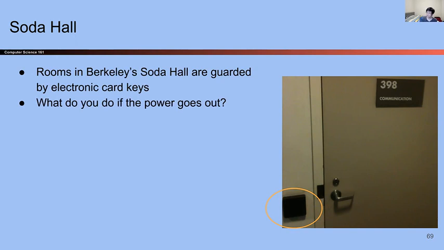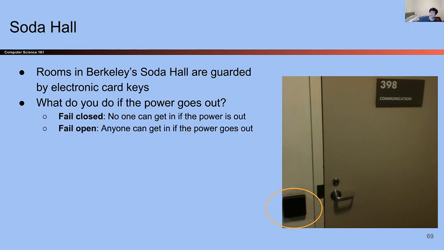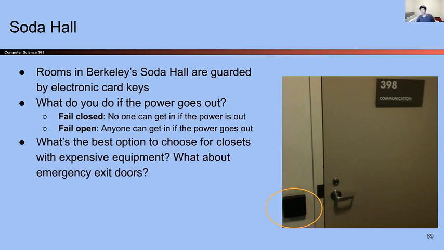This is a hard question to answer. Well, I guess for this one, it's easier. But if you fail closed, aka if no one can get in when the power goes out because the door stays locked, then I guess no one can access the networking equipment. But what if you need to get in there because, oh, somehow that's how the power outage happened? I don't know. If it fails open, then anyone can get in. But do we want anyone to be able to get in when the power goes out because there's expensive equipment in there? So it's hard to determine what the best option for these closets are.